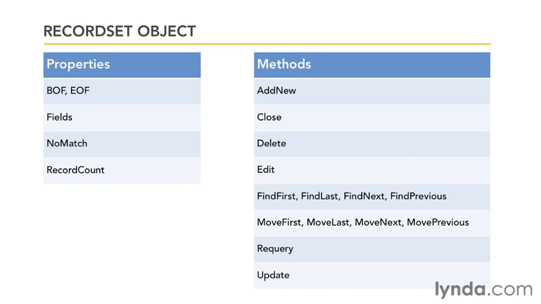And the methods include AddNew, which is adding a new record, closing a recordset, and then either deleting a row or editing a row. And then you also have methods to find values within a recordset, to move within the recordset, to requery, meaning to update the data, and then also to update the recordset based on input from the user.